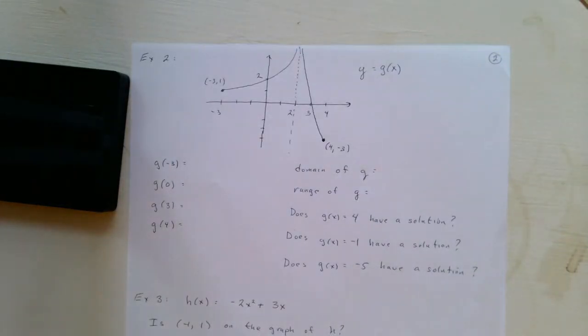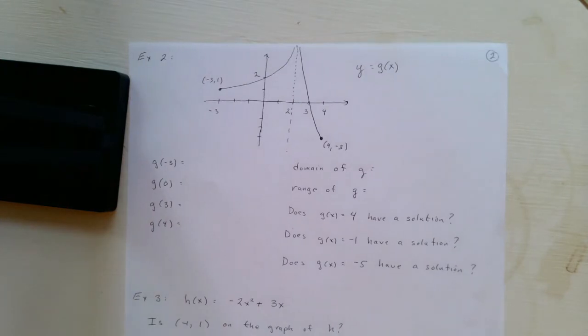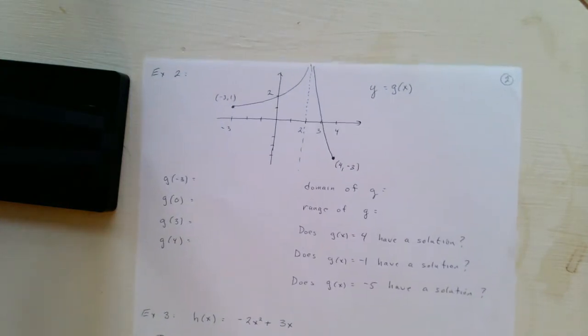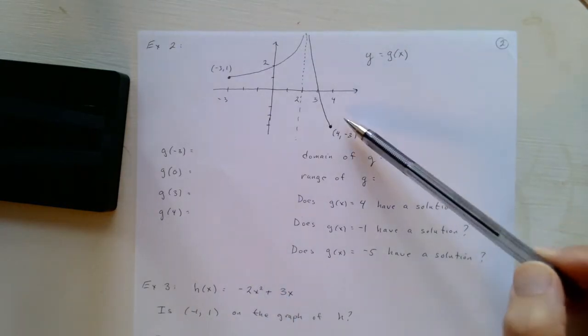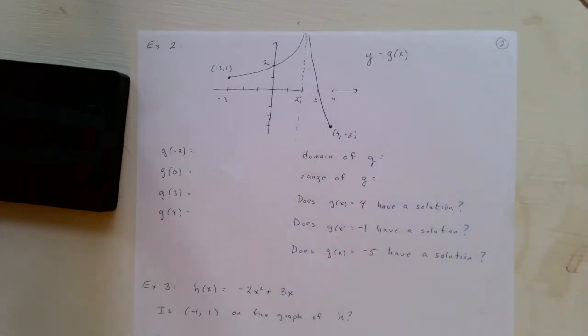So continuing this discussion of graphs of functions, I'd like you to pause the video and try example number 2 on your own. Okay, this is the graph of a function g. Just pause the video and work on this, and then we'll go over the answers.